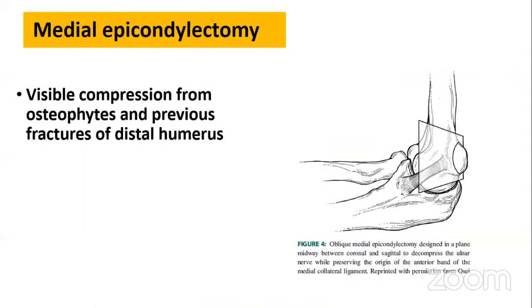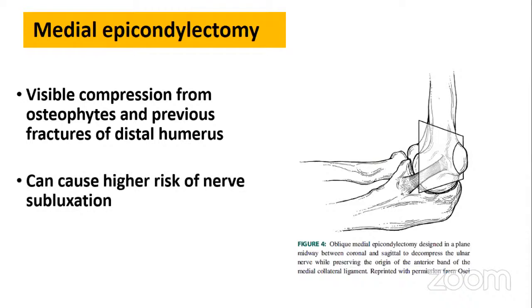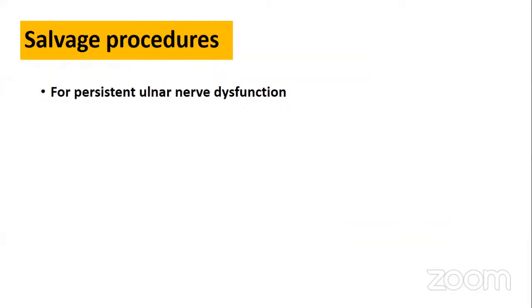Indication for medial epicondylectomy is not common. Visible compression from osteophytes and previous fractures of the distal humerus. And the problem is it can cause a higher risk of nerve subluxation. So you will have to be ready to do any of these flaps or transposition properly, because once you take off this bony support, the subluxation chances can increase. So we have to be very careful how much of the medial epicondyle is taken away, and you have to be a little more not so generous on that.